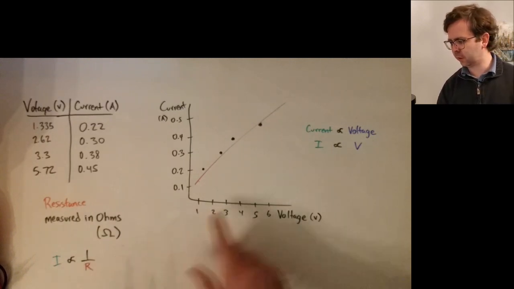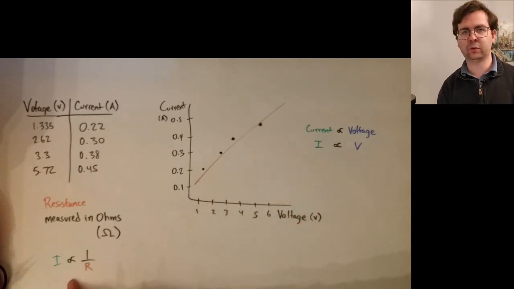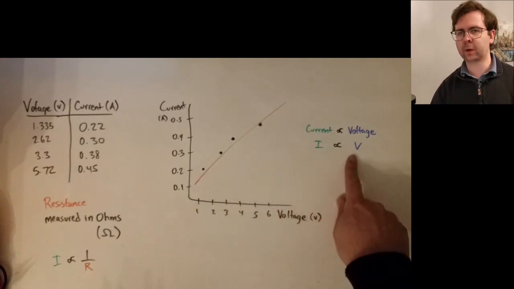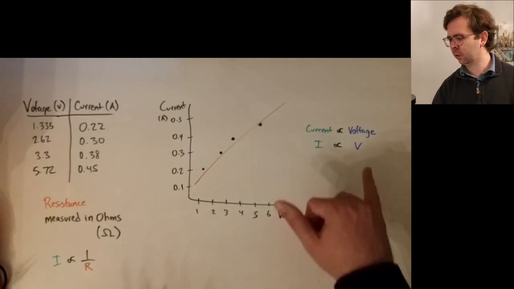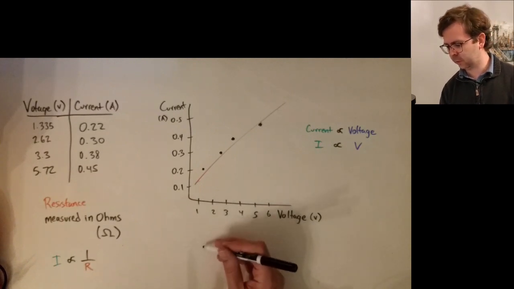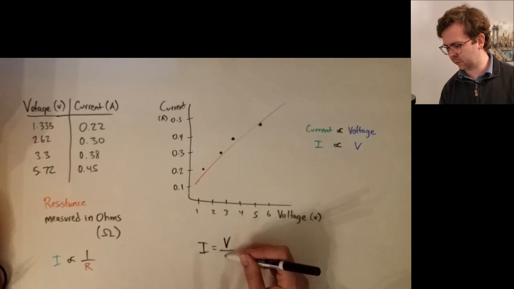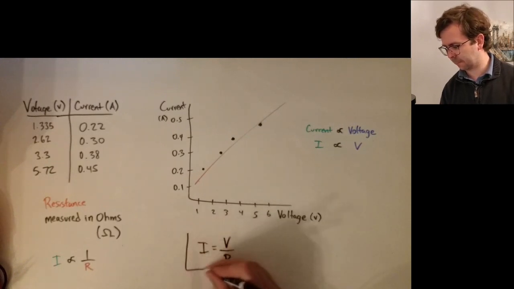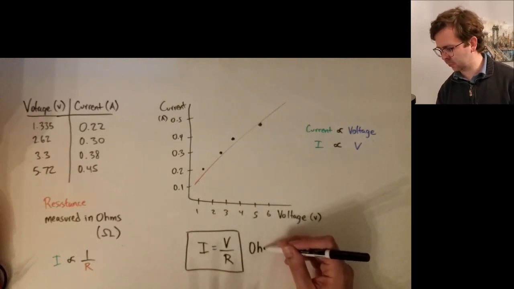So we have two relationships here for current, and these are the only two relationships that we've found that matter when it comes to electric current. So current is directly proportional to voltage, and proportional to the inverse of the resistance. So if we put these two together, we get a single unified equation. The current is equal to the voltage over the resistance. This is known as Ohm's law.